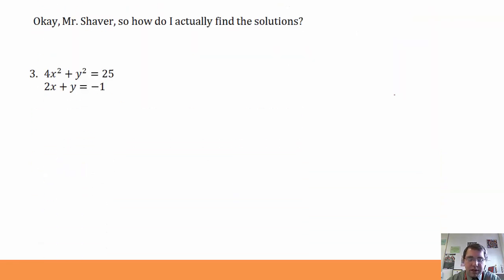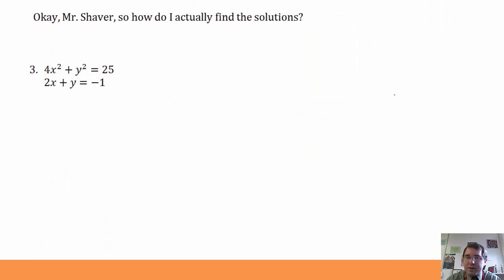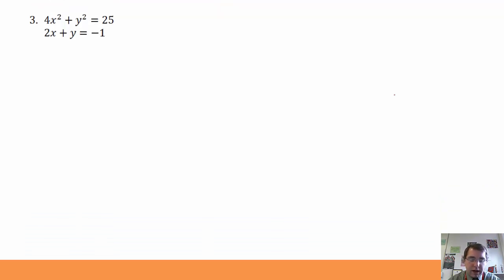So, okay, Mr. Shaver, how do I actually find the solutions? Great question, Chris. Well, we will use substitution or linear combination, just like we did when we had systems of linear equations. So let's tackle this one. 4x squared plus y squared equals 25. That looks like it's going to be an ellipse. And 2x plus y equals negative 1. That looks like it's going to be a line. Okay? So I could have 0 solutions or 1 solution or 2 solutions. We'll see what we get.